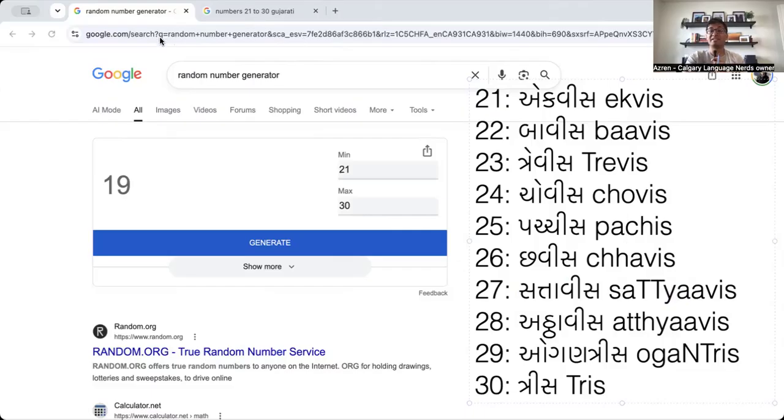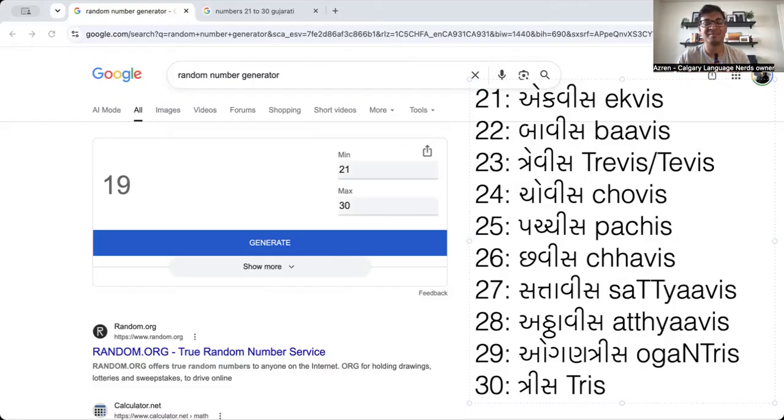The final spicy number is the number 23. 23 is trevis, but we have another way to say it as well. I'll even type it in here. The other way to say number 23 is tevis. Trevis or tevis.